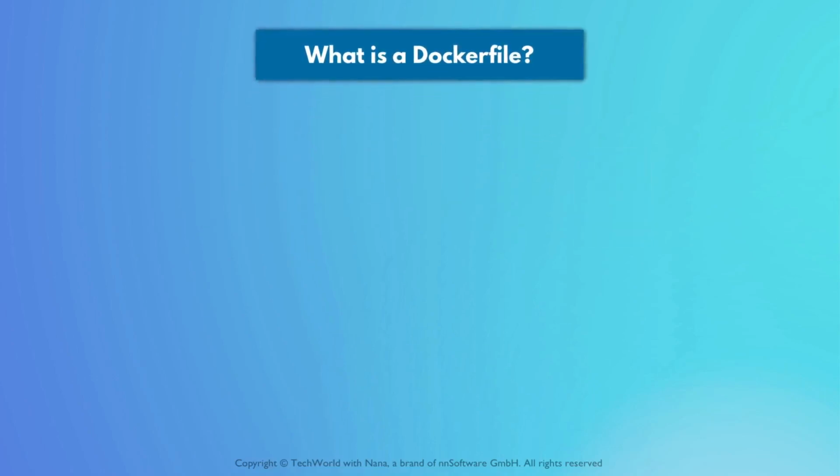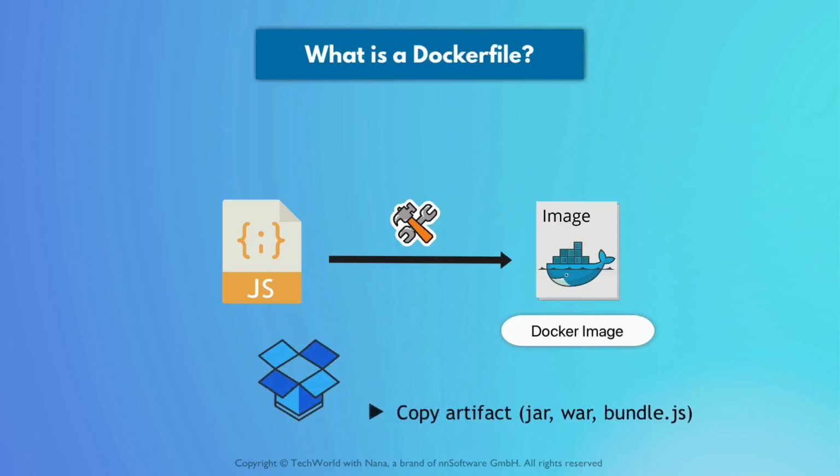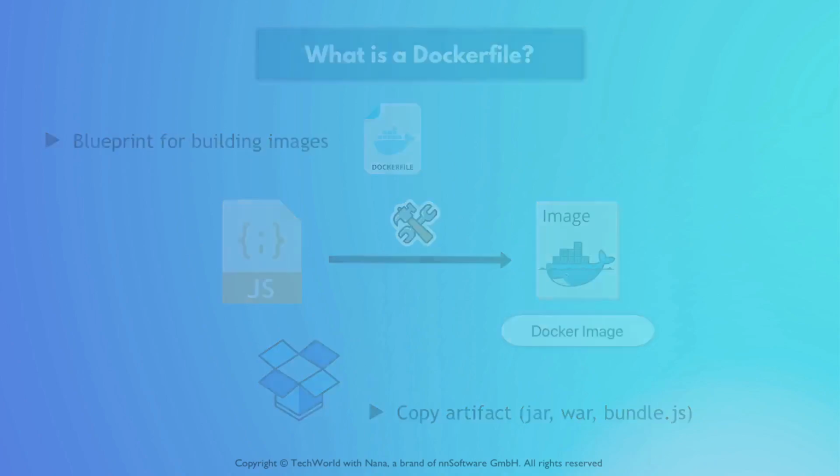In order to build a Docker image from an application, we basically have to copy the contents of that application into the image. It could be an artifact that we built. In our case, we just have 3 files, so we're going to copy them directly into the image and we're going to configure it. And in order to do that, we're going to use a blueprint for building images, which is called a Dockerfile. So let's see what a Dockerfile is and how it looks.